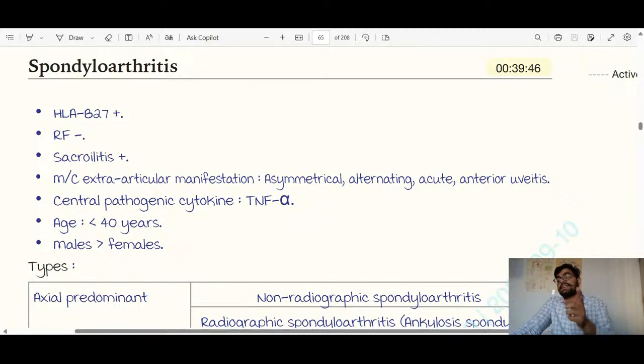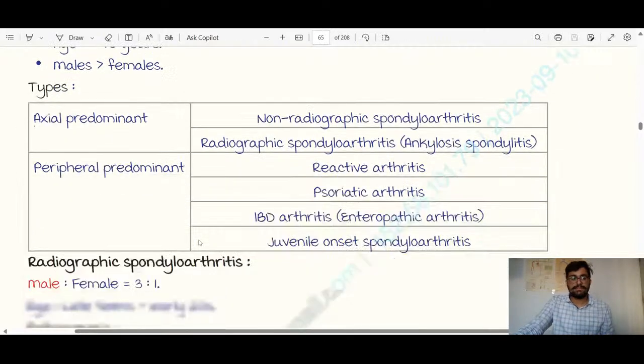There will be episcleritis in rheumatoid arthritis. But here we are talking about spondyloarthritis, where the anterior uveitis will be seen. Okay, so remember this point very carefully. Don't be in a hurry. Okay. Central pathology, cytokine TNF alpha. Age of onset less than 40 years. Males more common than females.